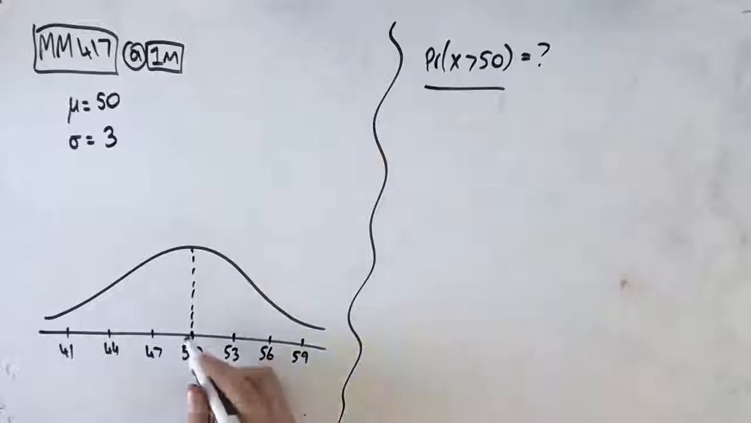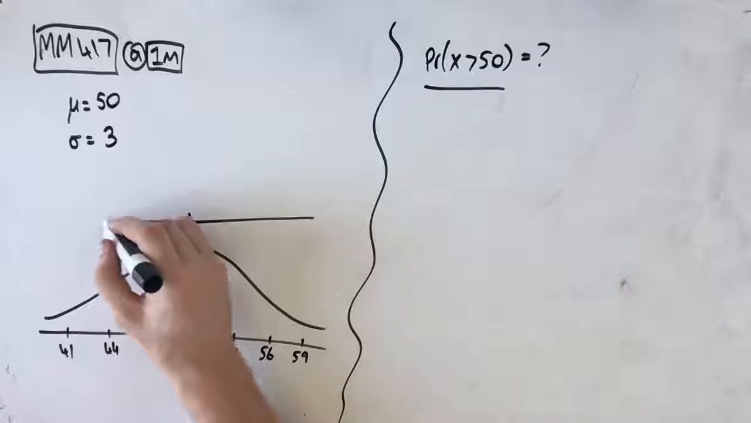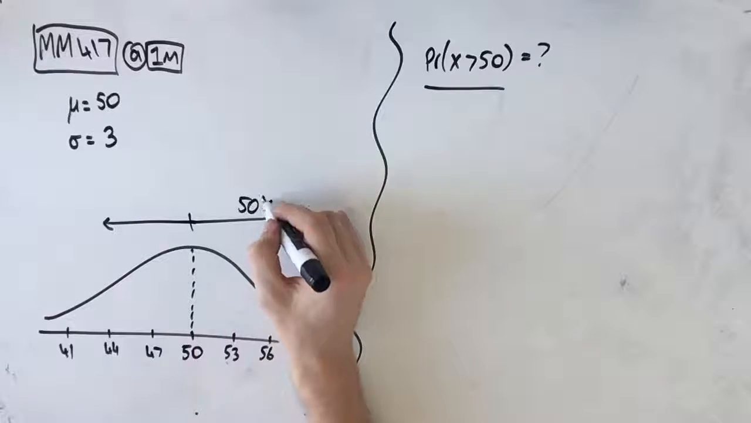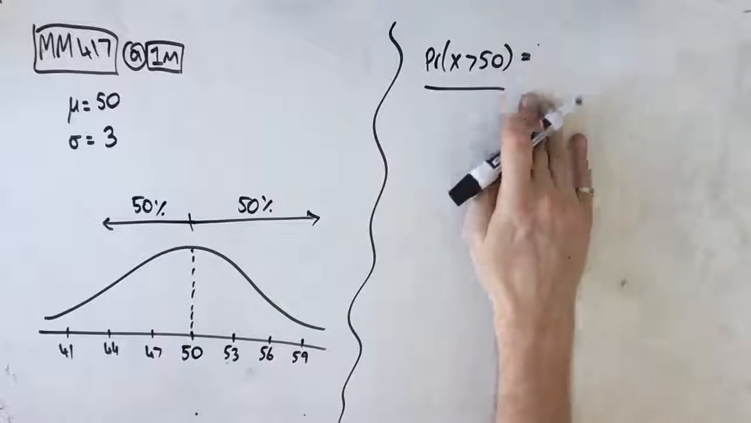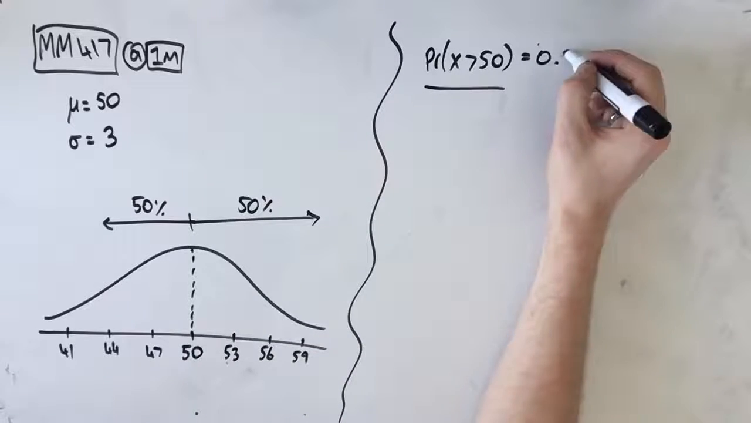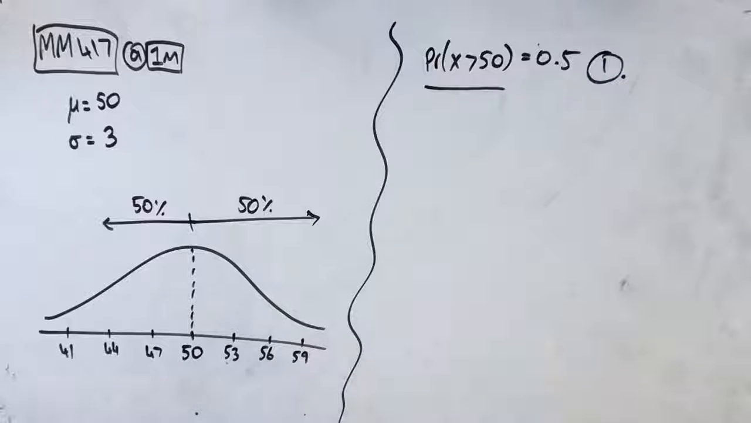Because we know that our mean is 50 and the normal distribution is symmetrical on both sides of the mean, that means we have 50% of our data on one side and 50% on the other side, which means that the probability that x is greater than 50, because 50 is our mean, is 0.5. That's literally it for part A. That's your first and only mark. Let's move on to part B.